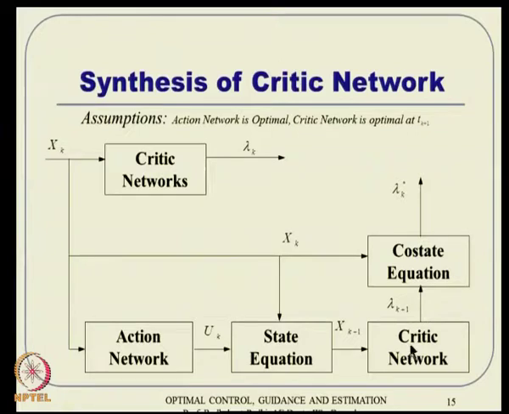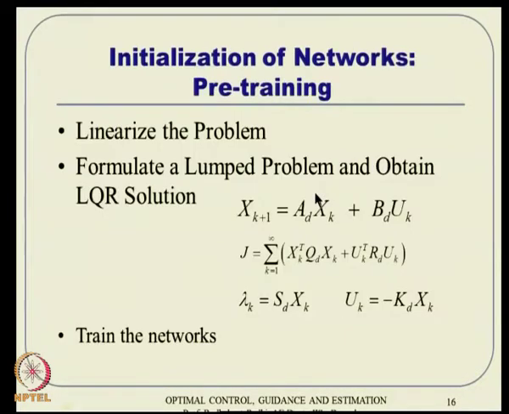So, that means if I feed it, I will get a lambda_{k+1} also. Now, I have x_k and lambda_{k+1}. So, using the co-state equation, I will get the desired lambda, and again I can train this based on the error between the two. Alright, so this is the procedure.